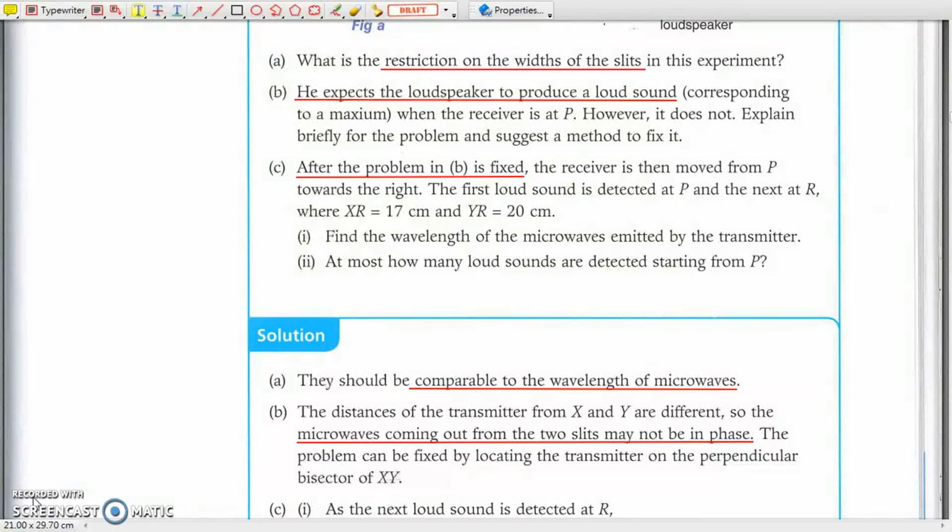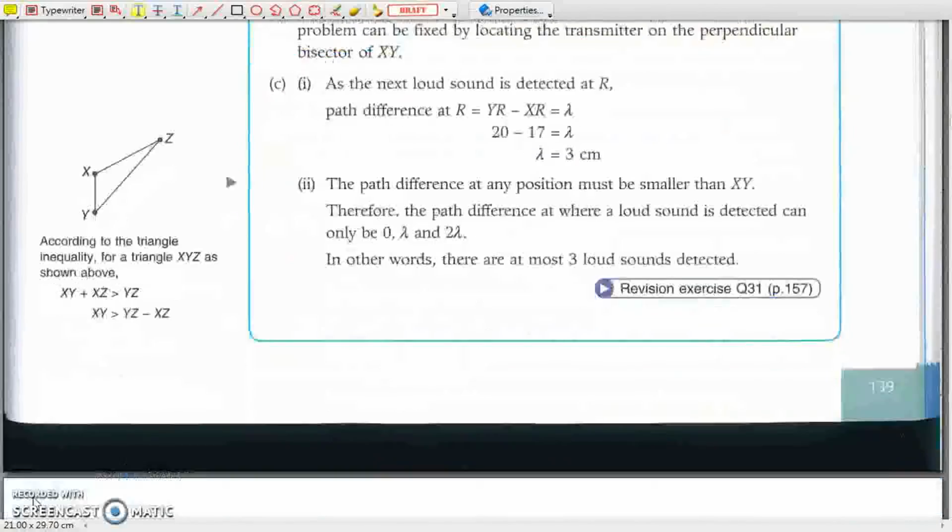In part C, the problem in B is fixed, and this question is no longer difficult then. Do chapter 6 on the next page.